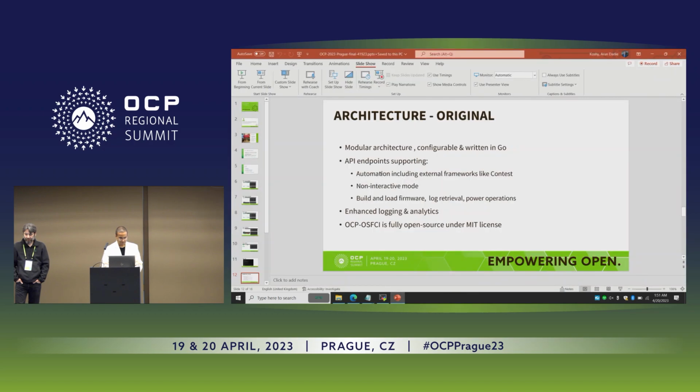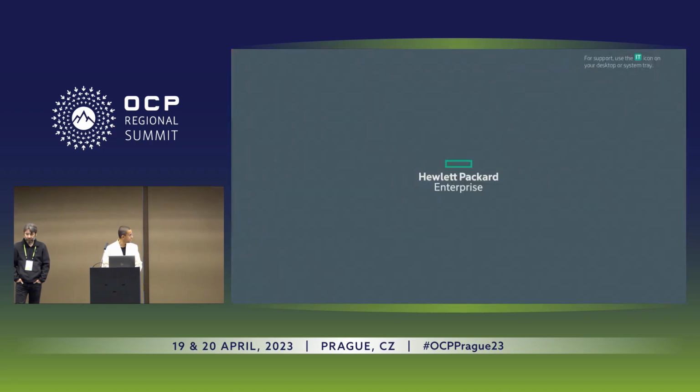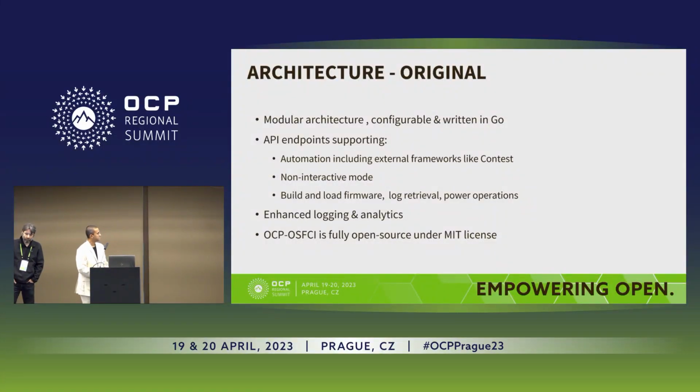So let's get back to the presentation. So the original architecture was the baseline for how we started. Jean-Marie architected this back in the day, so it's modular, it's written in Go. We have several endpoints supporting automation, including external frameworks like contests, and as the OCP foundations get further down into the DIAC core specifications and their community of tests, we also will be one of the first to feature that for the OCP. So we are kind of the primary demo platform at this point for that. It's fully open source. It's under the MIT license.